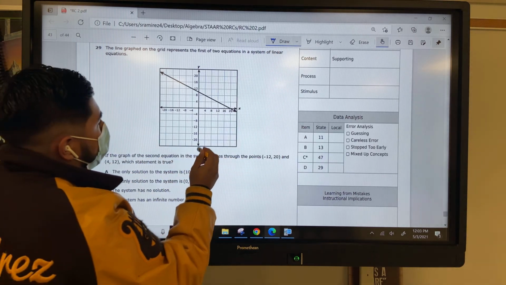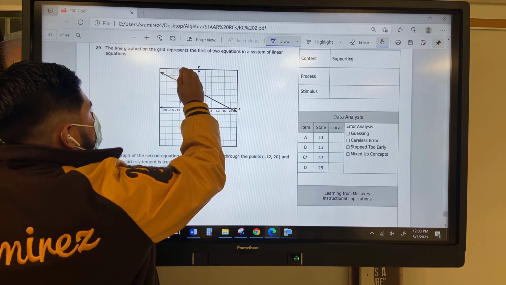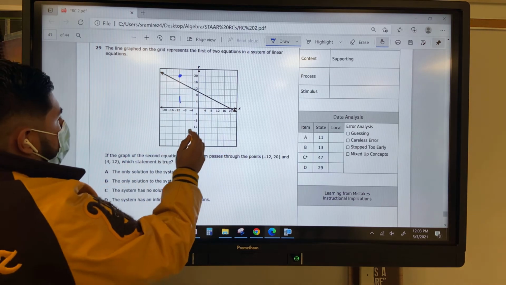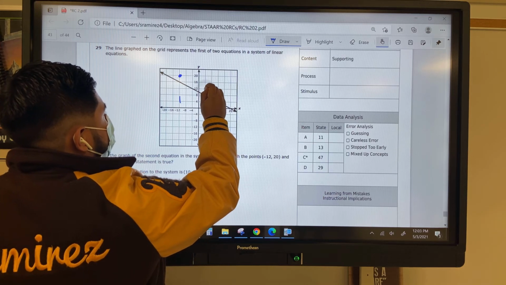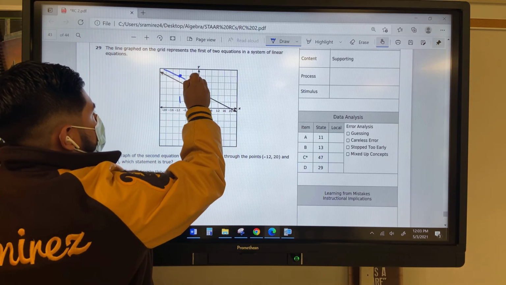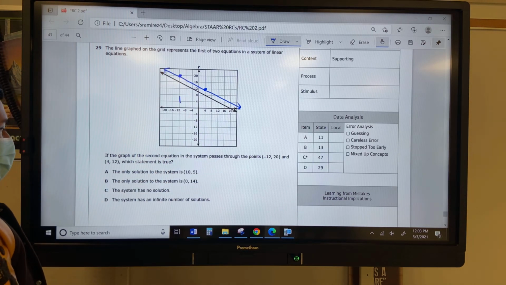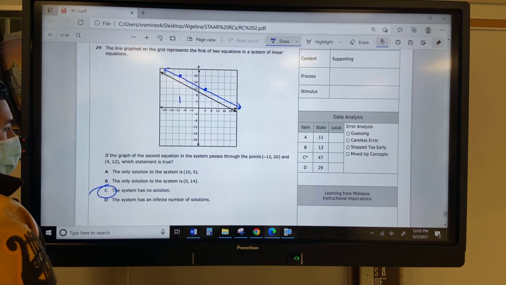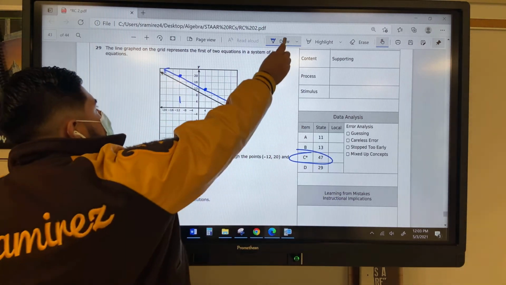Negative 1220, negative 1220, 412. I don't know if those are ever going to touch. They look parallel. No solution. Yep. No solution. They look parallel, never going to touch.